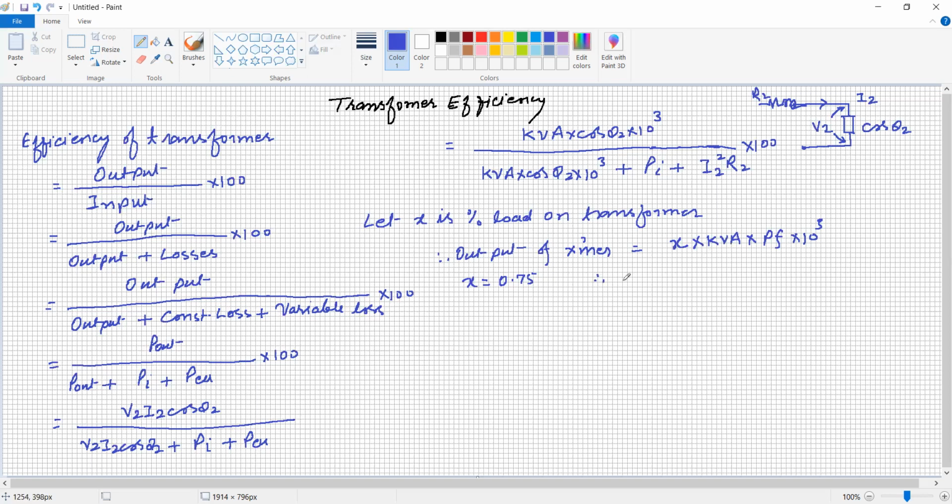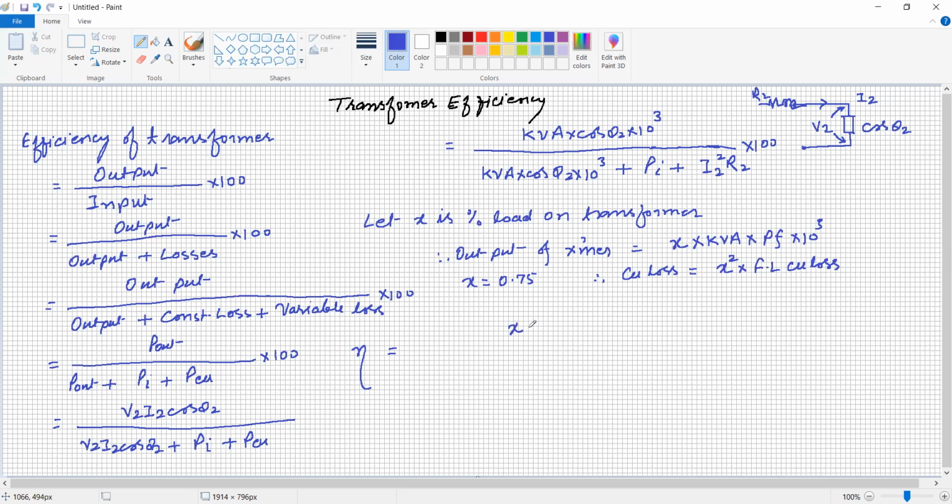Similarly, the copper loss is equal to X square into the full load Cu loss. Whatever the copper loss at full load condition, multiplied by X square. It means that if the percentage load on the transformer is 50%, then the copper losses decrease to 1/4, that is 25% only.